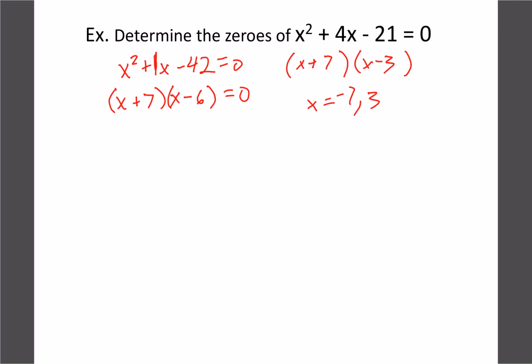So there's our two factors. We just solve each one equal to 0. So the first one will be negative 7, and our second one will be positive 6. And there's our two answers.